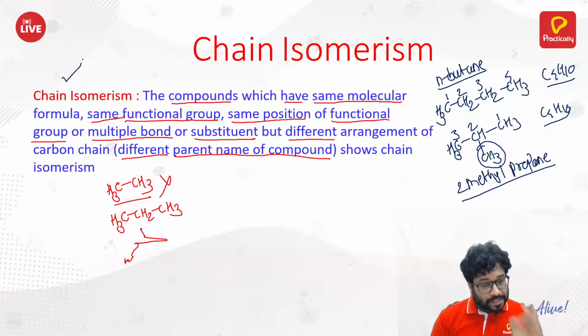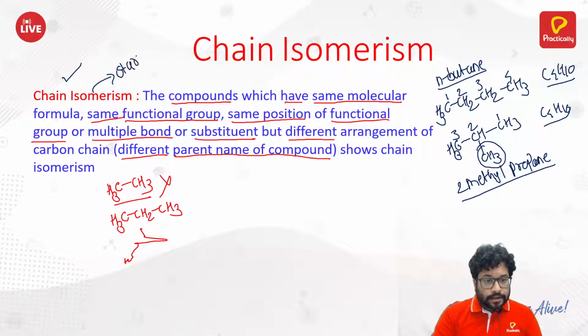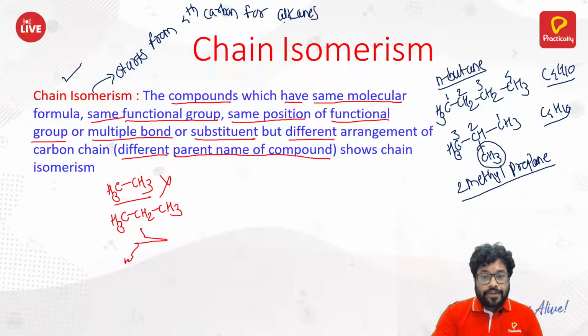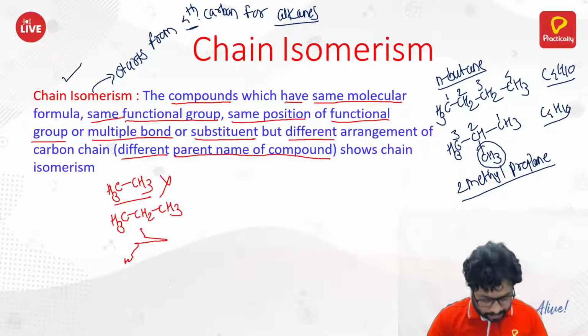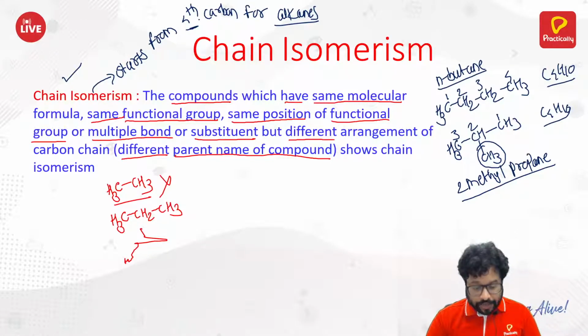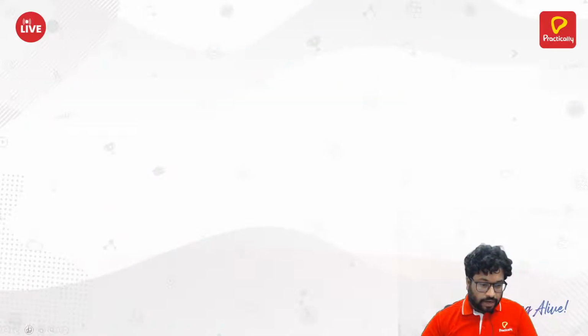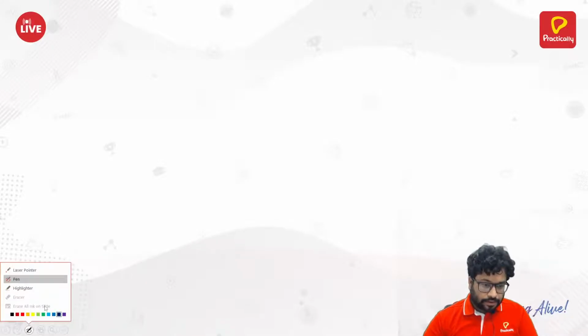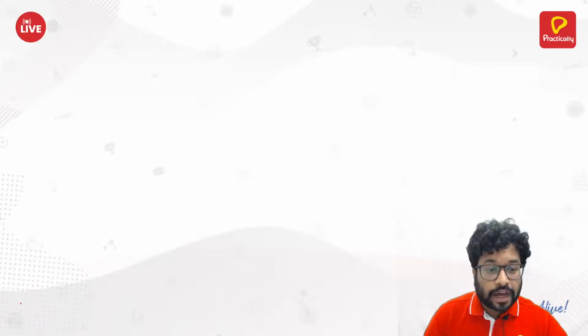So basically, chain isomerism starts from the 4th carbon. For different compounds it can differ, and I'll show you, but chain isomerism starts from the 4th carbon, be it alkane, alcohol, or anything else. We have seen 4 carbon atoms already. Now let's see 5 carbon atoms.